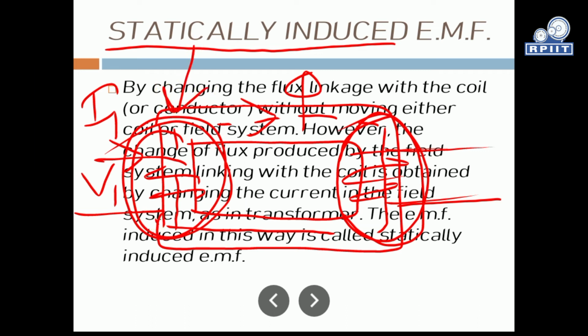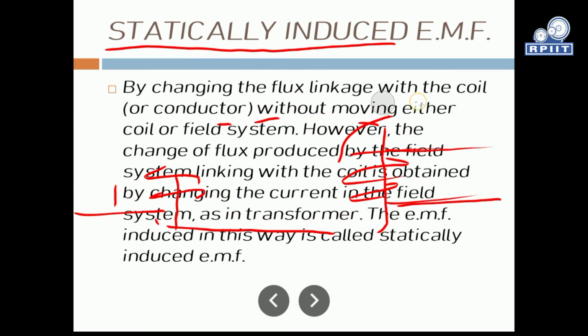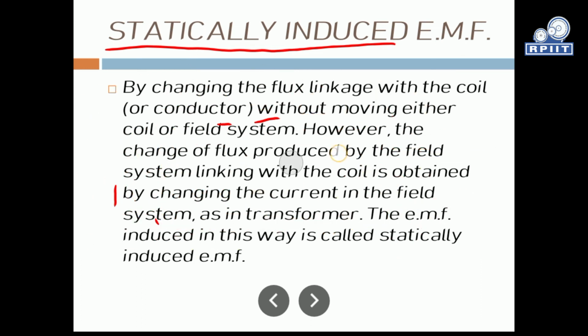Such type of EMF will be induced in a transformer, in which by changing the flux linking with the coil without moving either the coil or the field system. However, the change of flux produced by the field system linking with the coil is obtained by changing the current in the field.